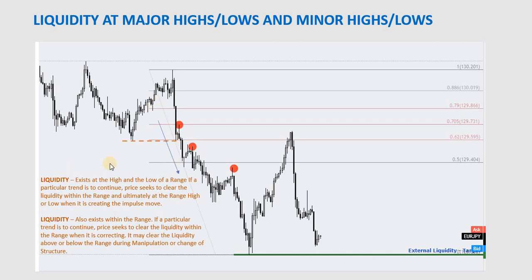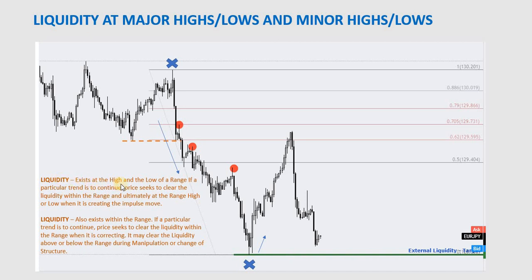So we have a break of structure here, and we start noticing the pullback. We can now call this our trading range, like we explained initially. External liquidity exists above the range, while internal liquidity exists within the range.